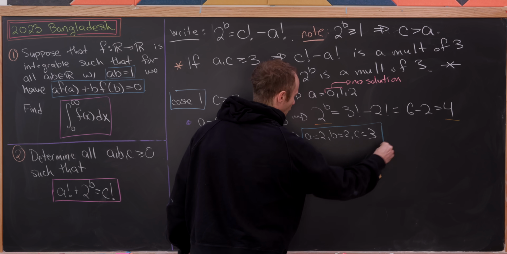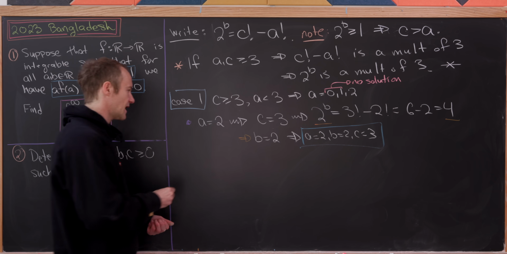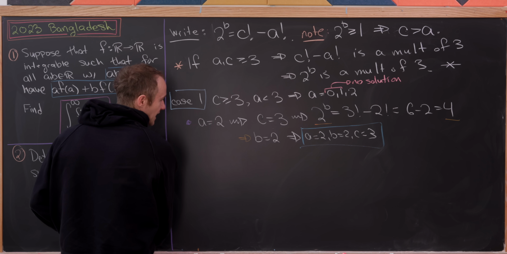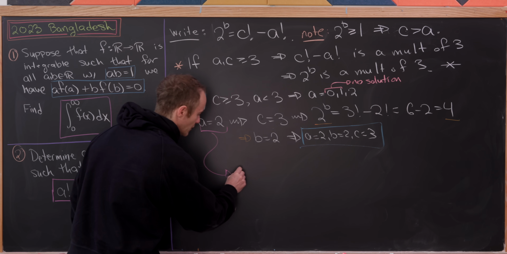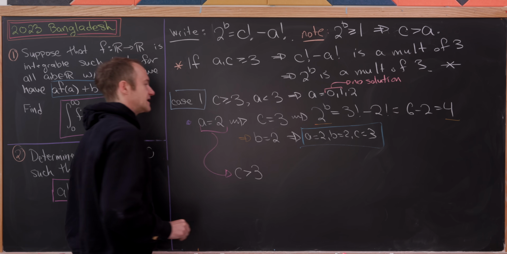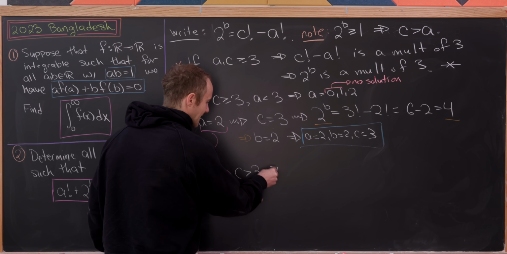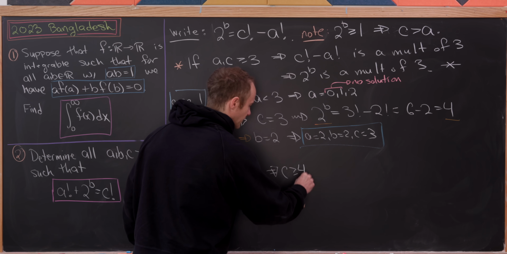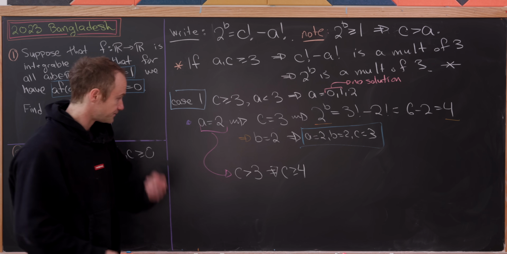We have at least one solution to our equation. And now let's take this and move on to the bigger case when C is strictly bigger than 3. Okay, but that tells us that C is bigger than or equal to 4. Well, let's go from there.